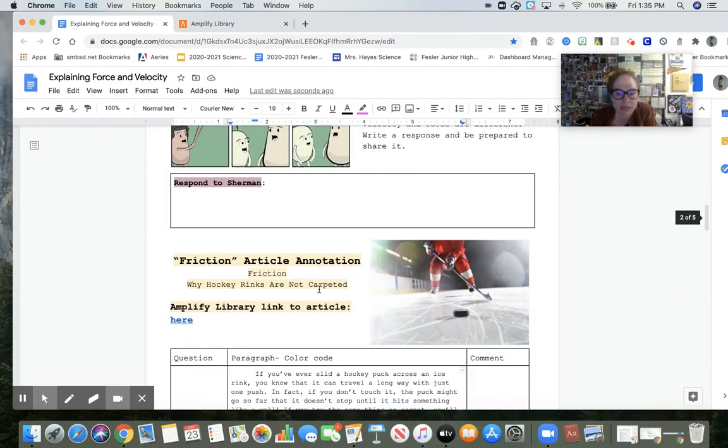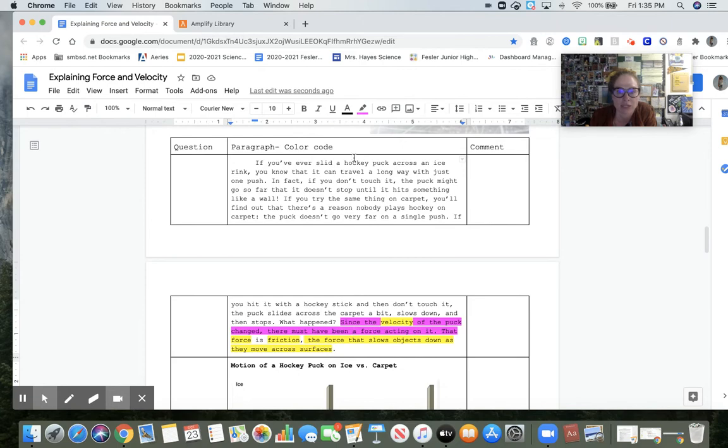All right, so I'm going to come back down. I know the end of the paragraph, but now I've already forgotten what the first part of the paragraph said. So I'm going to read it again. And as I read it, I'm going to add some more color. If you've ever slid a hockey puck across the rink, you know that it can travel a long way with just one push. That's an example, right? That's given me an example. So I'm going to make that blue.